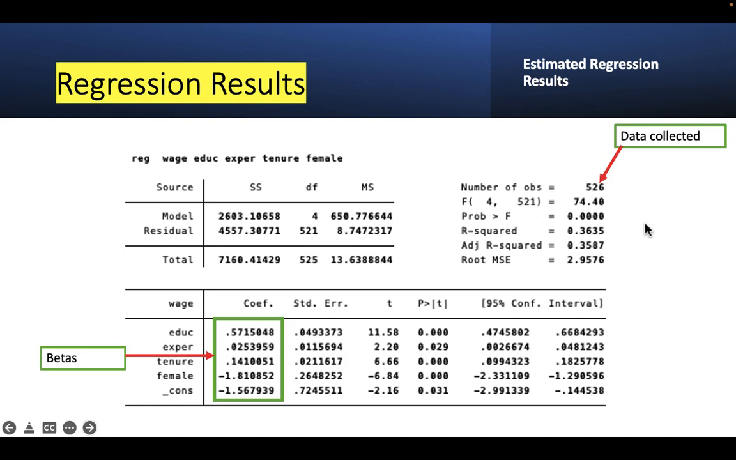The table also talks about how much data was collected. So when this data was being collected, 526 people actually gave information on their wages, education, experience, tenure, and their gender.